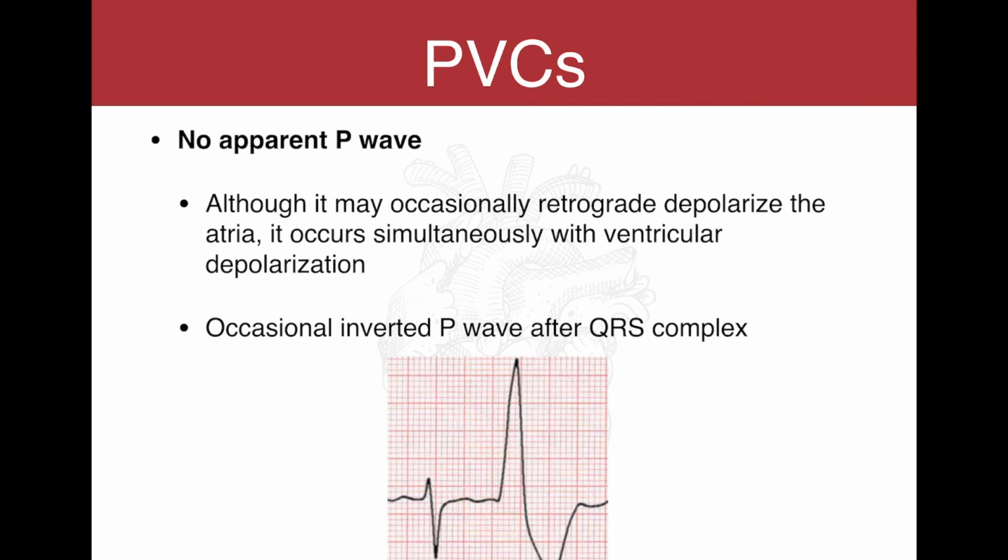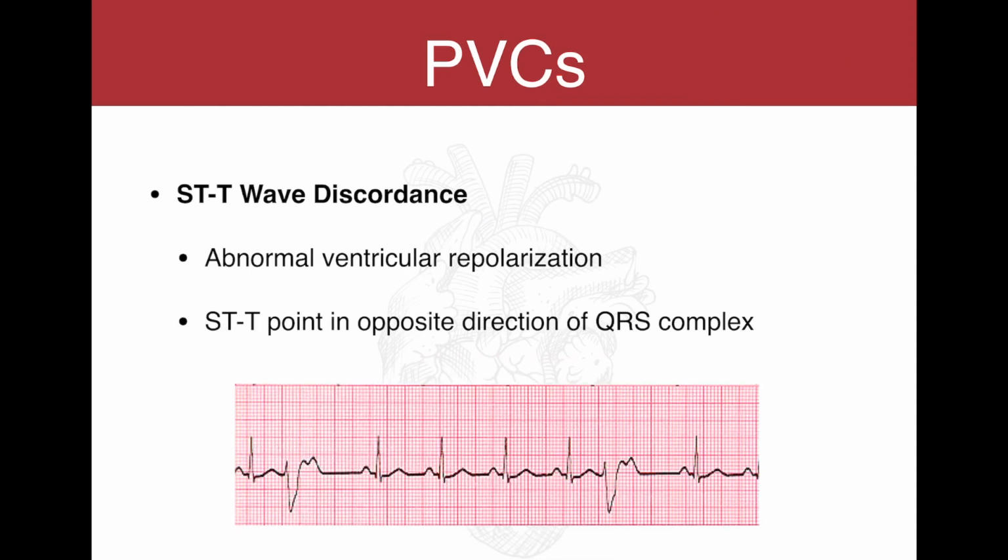So PVCs, there's no apparent P wave. We've already talked about this a few times. Occasionally there's a retrograde depolarization of the atria, but usually that's hidden and not something that we see, although on occasion you may be able to identify it. ST wave discordance, we just talked about that, but really the reason this is happening is because when you have a premature ventricular contraction, you're getting abnormal ventricular depolarization, right? Instead of it going through the His-Purkinje system, now you've got just the myocardium depolarizing, usually from one side of the heart all the way across to the other. So because things are abnormal when the depolarization happens, we also get abnormal repolarization.